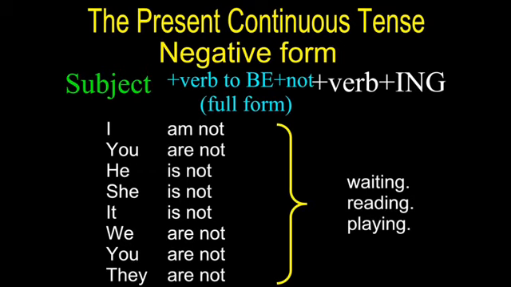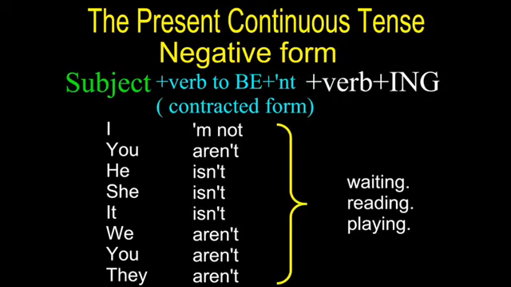For the negative form of the present continuous tense, you need the verb to be plus not. In this video, we're going to see the full form of the verb to be. The subject plus the verb to be plus not plus the verb with the ing. For example, I am not waiting. We are not reading. He is not playing.